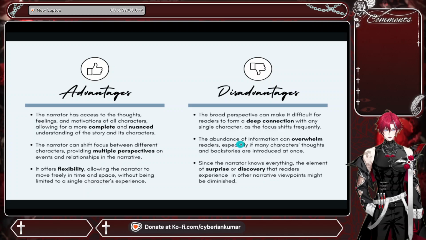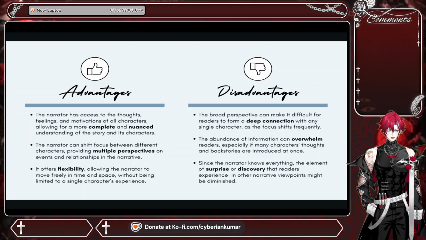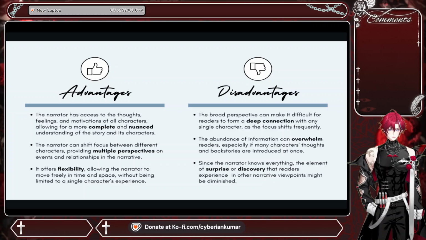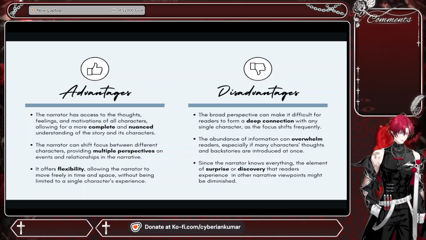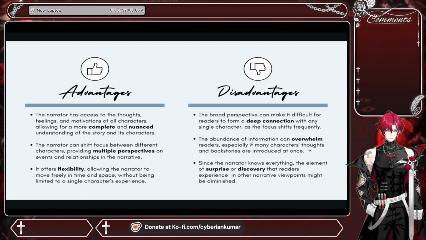Now, there is also an abundance of information which might overwhelm the readers or the players, especially if there are many characters, thoughts, and backstories introduced at once. If you have many backstories or thoughts of various characters, it could overwhelm the readers. But avid readers actually soak in this information. Those who are not in-depth readers won't, and they will be overwhelmed by the amount of information you present as a third-person omniscient narrator.